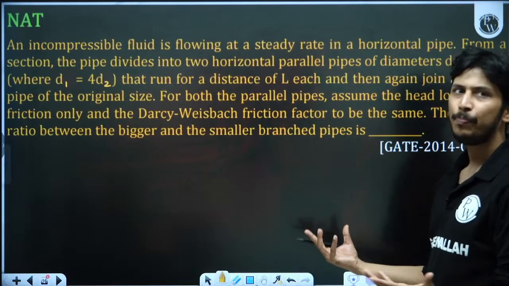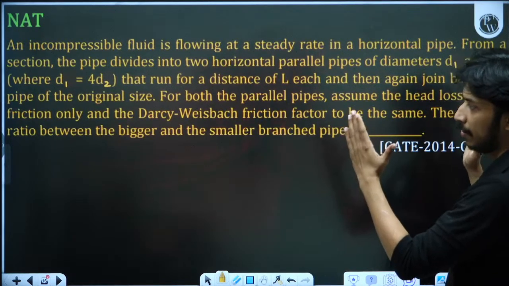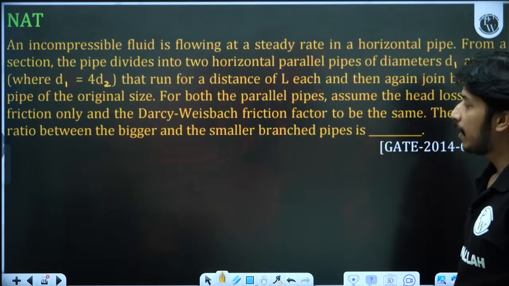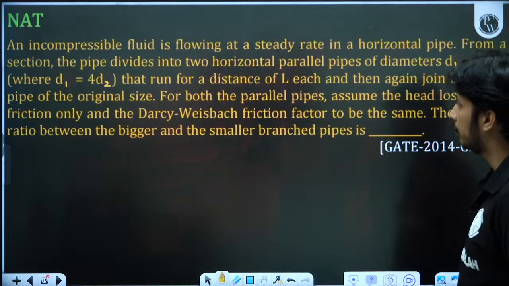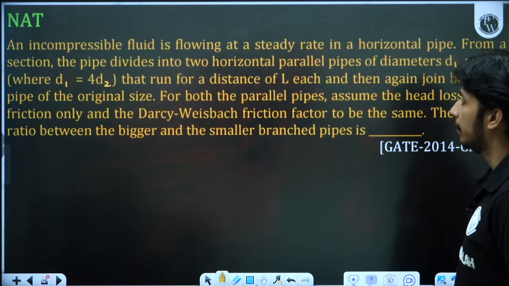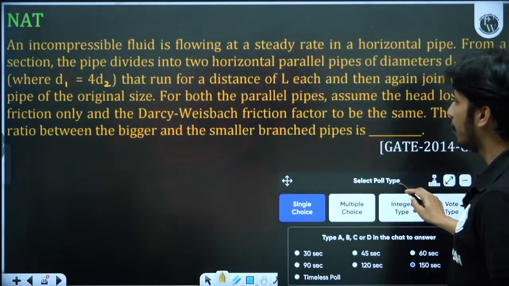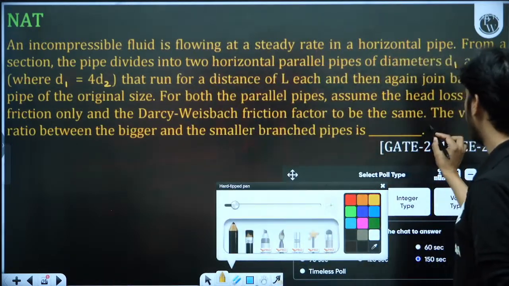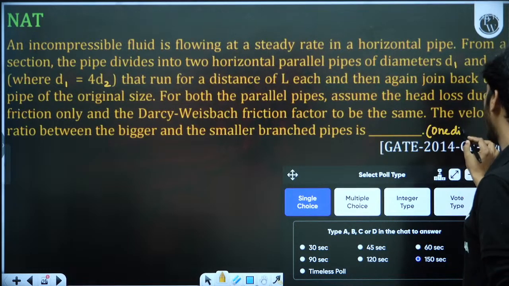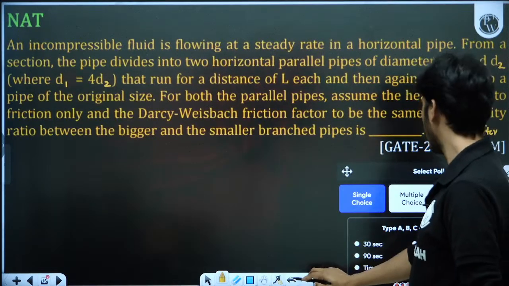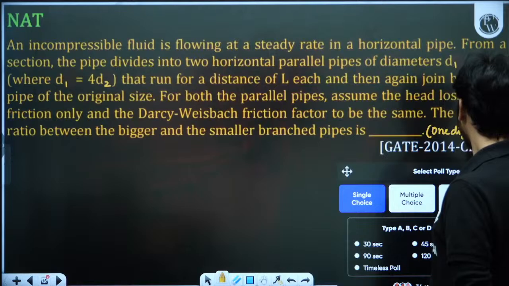Head loss will be the same because they cover the same length. When we equate the head loss, we will get the velocity ratio. This is a very simple question, but again it is asked for 2 marks. You have to give the answer to 1 digit after decimal. If it comes out to be an integer, you can give the answer as an integer. Otherwise, 1 digit after decimal.